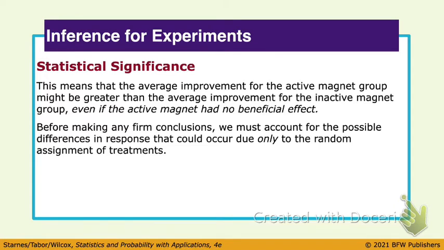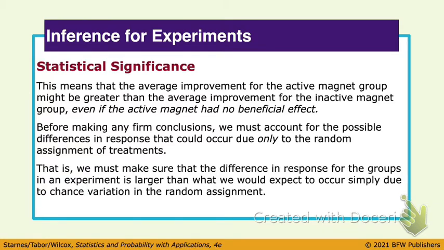Before making any firm conclusions, we have to account for the possibility of chance in all of this experimenting, okay? So we have to make sure that the differences in the response for the groups in an experiment is larger than what we would expect simply due to chance. This is how I know something is statistically significant. If the results are truly not due to chance, it just happened to happen, okay? That's how you know something is statistically significant.